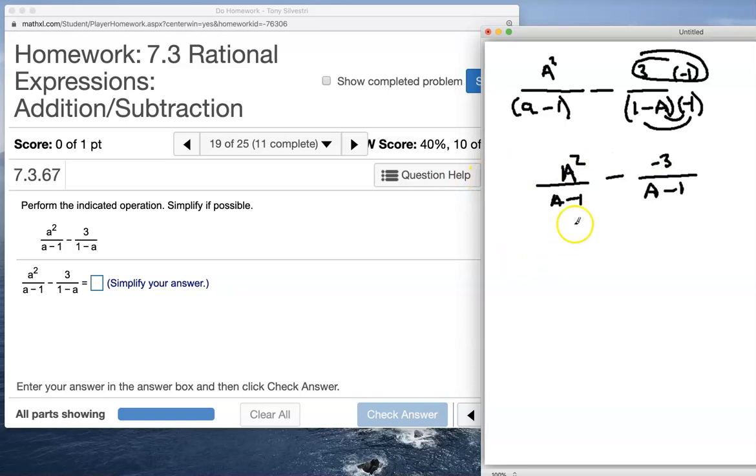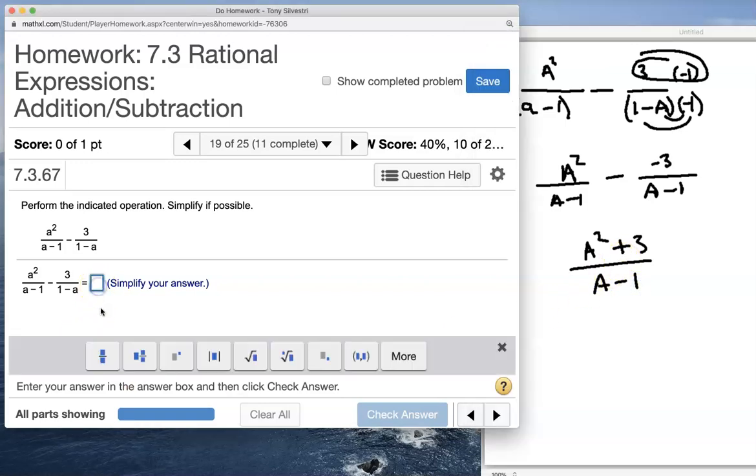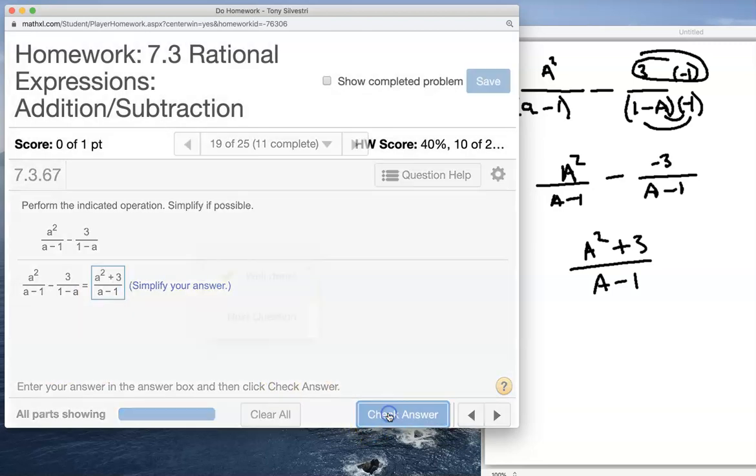And so what I'm going to do now is subtract negative 3: a squared minus a negative 3 is plus 3. When you subtract, a negative number is positive, over the same denominator. There's your answer. We're not going to see too many negative problems or opposite problems, but you might see one problem that looks like this. Certainly on homework 19, homework question 19. But just understand how I'm doing that. A squared plus 3, over a minus 1. Check your answer. Well done.